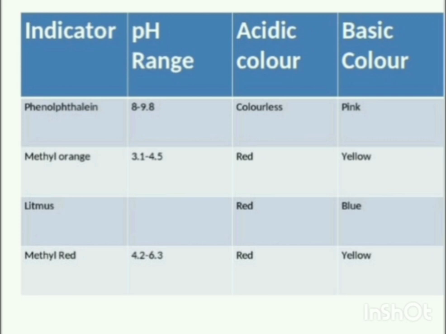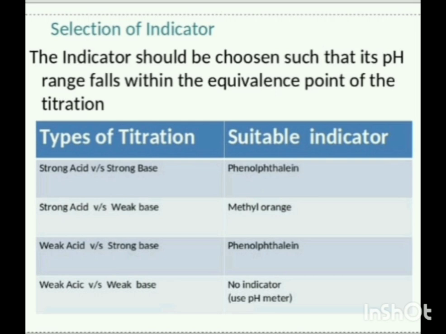Litmus. Litmus acidic color is red. Litmus basic color is blue. And fourth one is methyl red. Methyl red pH range is 4.2 to 6.3. Methyl red acidic color is red. Methyl red basic color is yellow. And selection of indicator: the indicator should be chosen such that its pH range falls within the equivalence point of the titration.